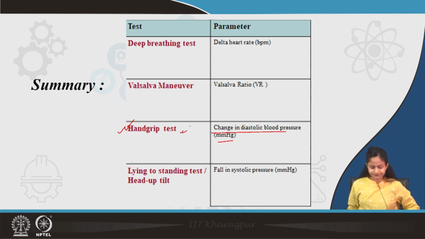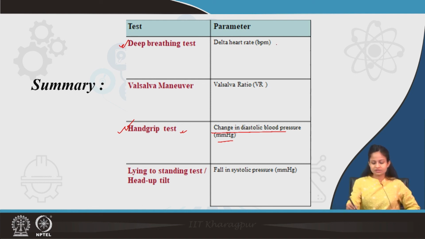In case of the deep breathing test, the main important contraindication is if the person is having some acute respiratory infection, then you are not supposed to take this test. So, these are the certain precautions or contraindications of the autonomic function tests.